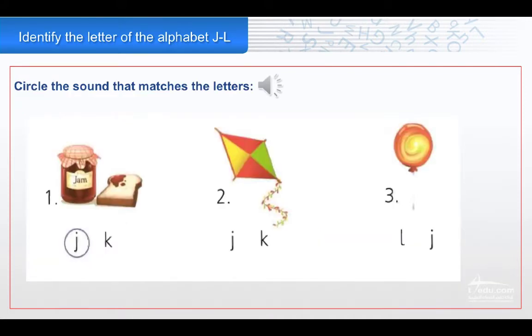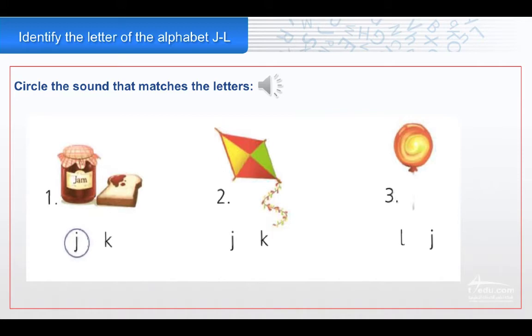In this activity, we want to circle the sound that matches the letters. Let's listen and make circle. Module 2. Workbook. Alphabet J to L. Activity 2. Listen and say, then circle.